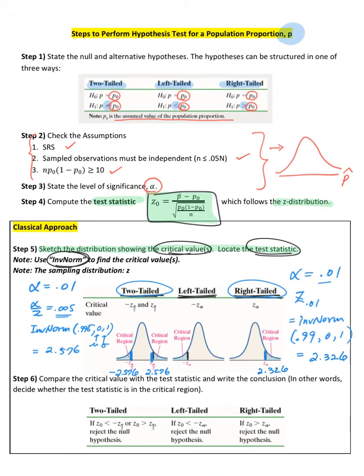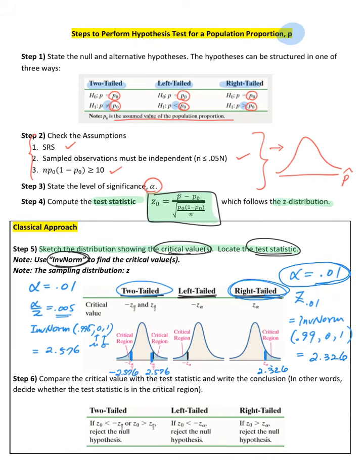So the critical value is 2.326 for this one. It's important that you do not divide alpha by 2 when you have a right-tailed test, because we're focusing only on one side of the distribution. We're using only one tail, which is the right tail, right? So we're not dividing alpha, the area, into two tails.